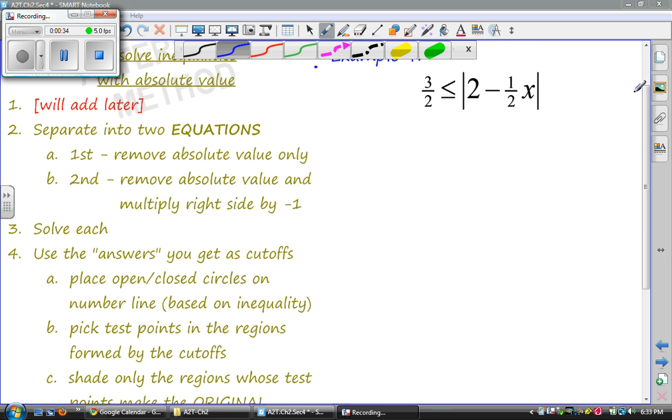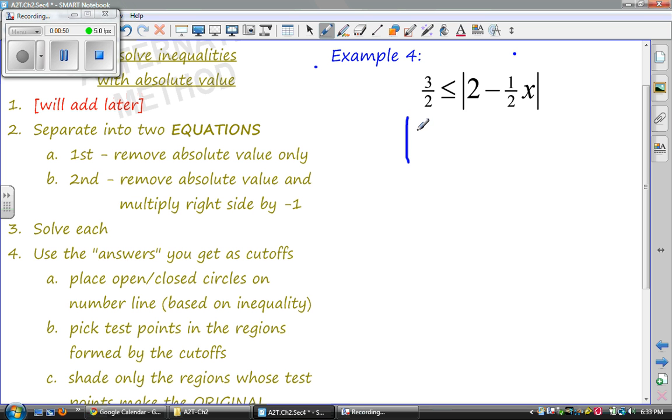In the meantime, if you look at example 4, we have an absolute value now, and the directions are a little bit different. The way it's written right now, we don't really like that. We're used to seeing the absolute value on the left side, so let's go ahead and flip that just to make it more familiar to us. The absolute value of 2 minus 1/2 x is going to be greater than or equal to 3/2.